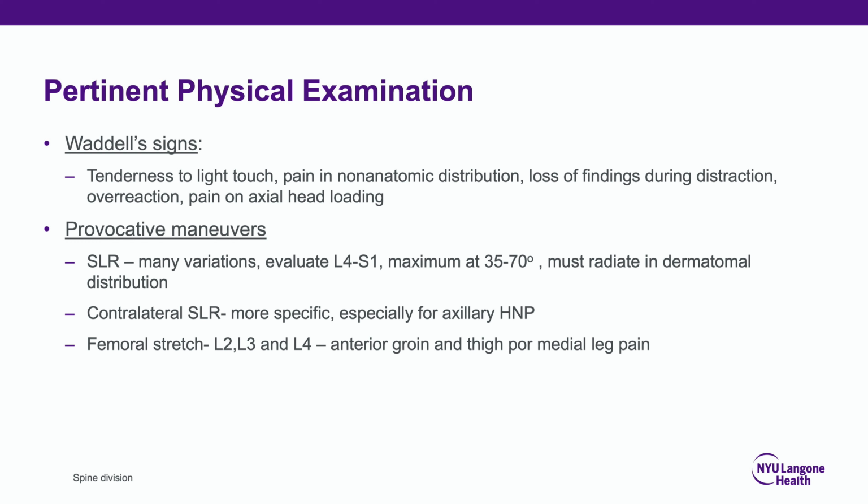Some provocative tests, like straight leg raise, have many different variations described in the literature. Usually it evaluates the sciatic nerve, L4 to S1. It's maximum between 35 and 70 degrees, and it must radiate in a dermatomal distribution. A contralateral SLR is more specific, meaning it's the correct sciatic nerve that is hurting when raising the other leg. A femoral stretch test usually checks the femoral nerve, L2, L3, sometimes L4. The pain should radiate to the anterior groin and thigh, going down to the medial side.